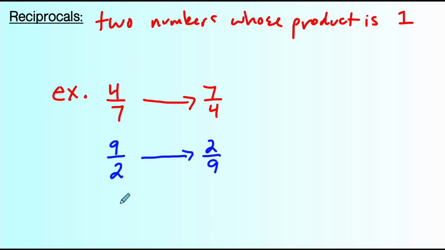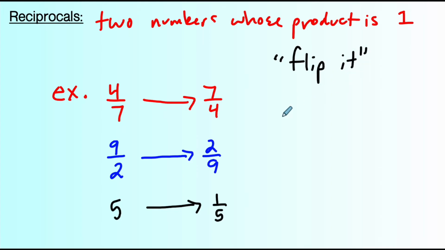If I had the number, let's go with 5, well, its reciprocal is 1/5. Another way of expressing 5 is 5/1. 5/1 times 1/5 is 5/5, or 1 whole. You'll notice a pattern here. The reciprocal of any number, some people say you just flip it. If you flip the fraction over, that is its reciprocal. 4/7, flip it, 7/4. 9/2, flip it, 2/9.